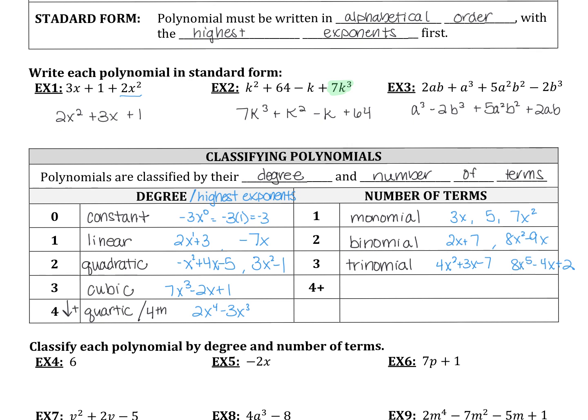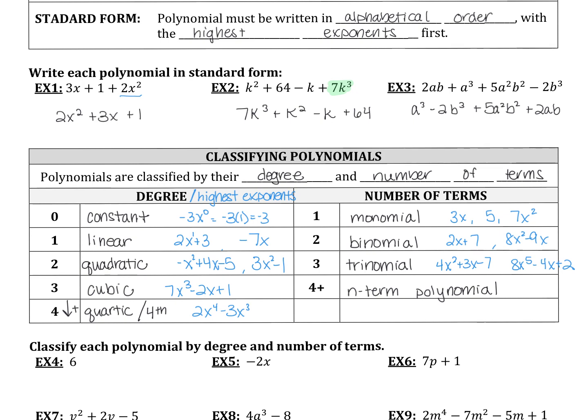Now, as far as number of terms go, we really don't classify them beyond the monomial, binomial, trinomial. Anything above that, we just call it an n-term polynomial, whatever n happens to be. So if n is 5, meaning I have 5 terms, we just call it a 5-term polynomial.